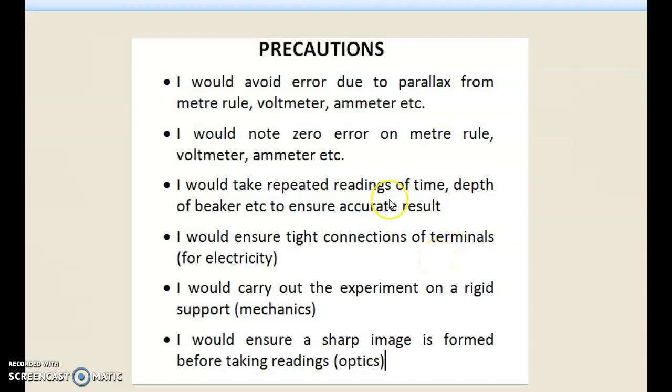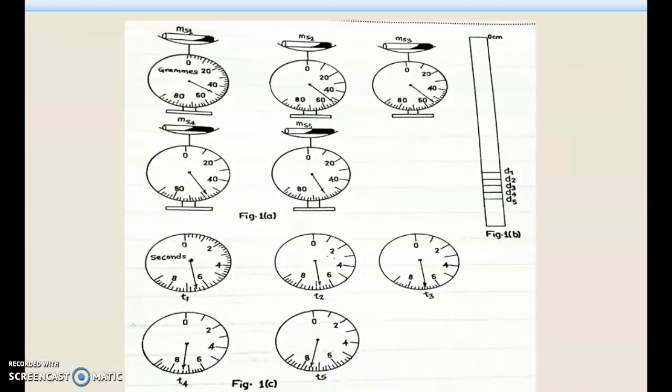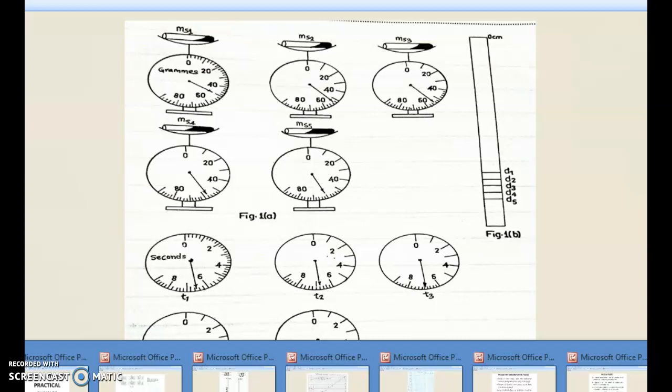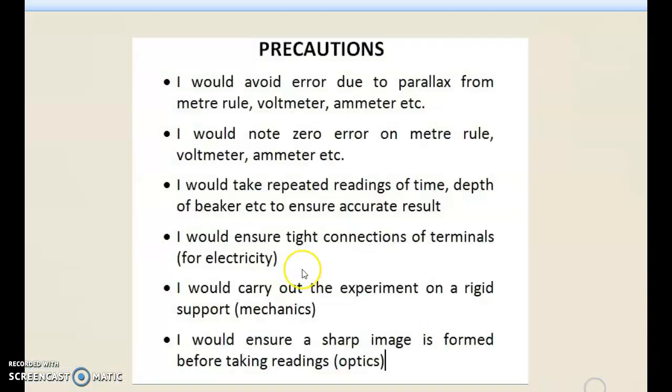If it is parallax error, if you are using a meter rule question like the one I showed you initially, look at this case now. In this case, I'm going to make use of a meter rule, obviously, and I'm reading from this scale. So I'm going to avoid parallax error when reading from the meter rule, the stopwatch, as well as the meter scale, which is great. And I would also note the zero error because of the instrument that you are using. So we're going to note the zero error of the meter rule, voltmeter, ammeter, as the case may be, depending on the instrument which we're given to take our observations from.